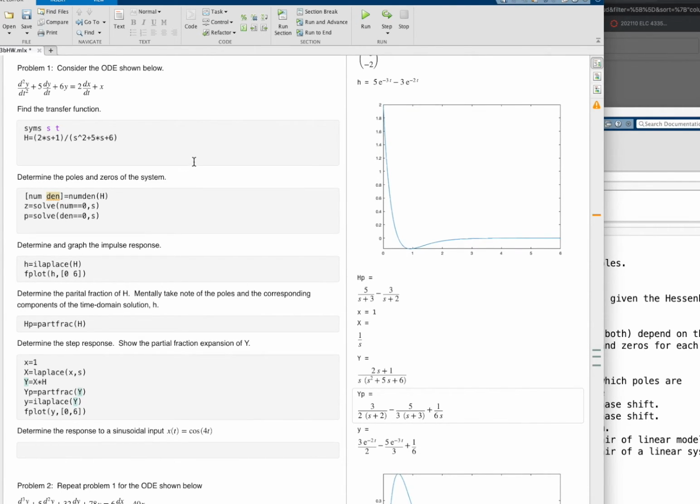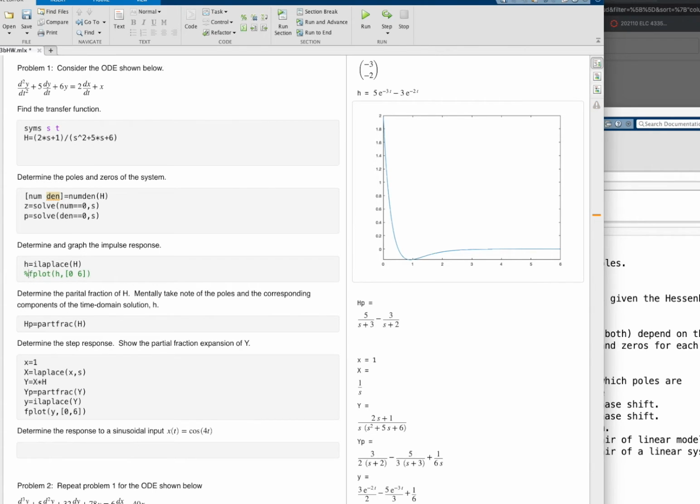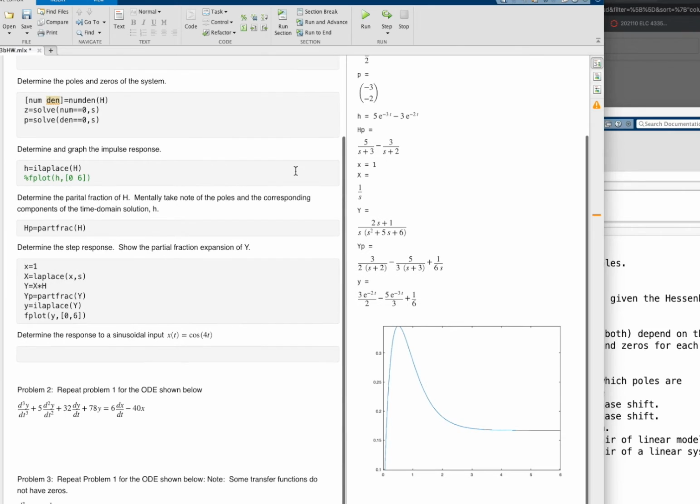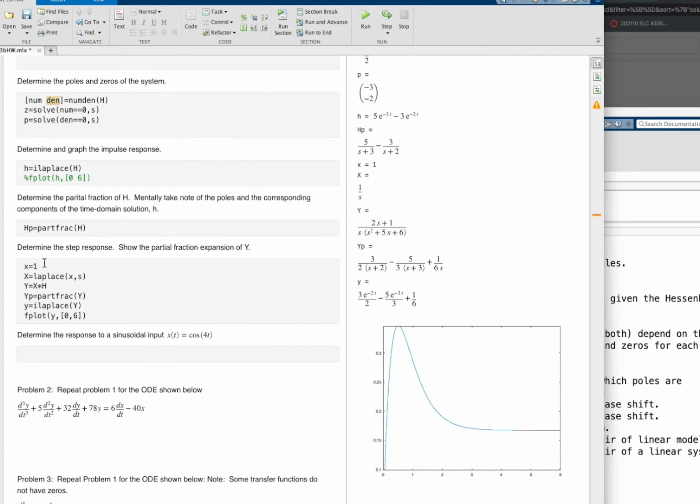Add that in. Just so I can fit everything on the screen, I'm going to comment out this plot. Okay, all right. So now here we go. We've got the partial fraction of y, all right? So that looks like this, and so I can see this e to the minus 2t term corresponding here, e to the minus 3t term here, and then this 1 over s has the 1 over 6.